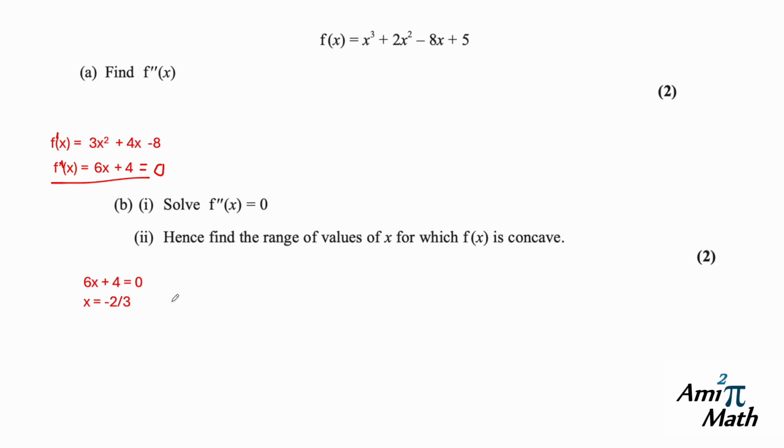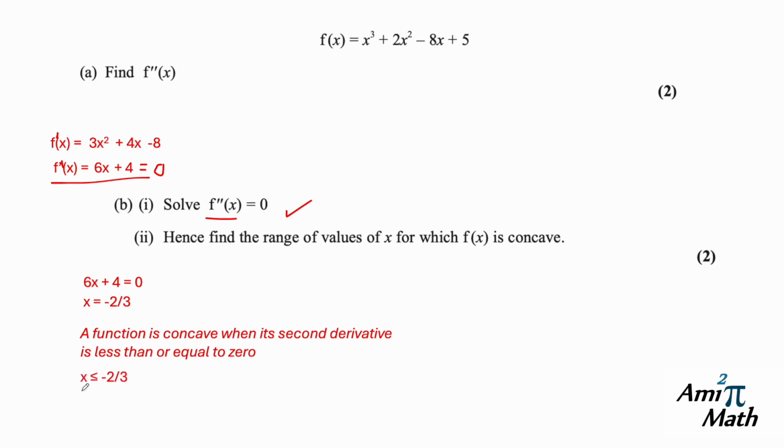And then for part B, hence, find the range of values for x for which f of x is concave. So when something is concave, its second derivative is less than or equal to 0. So this essentially needs to be less than or equal to 0. So that is literally it.